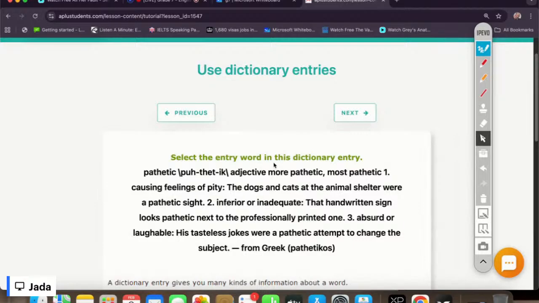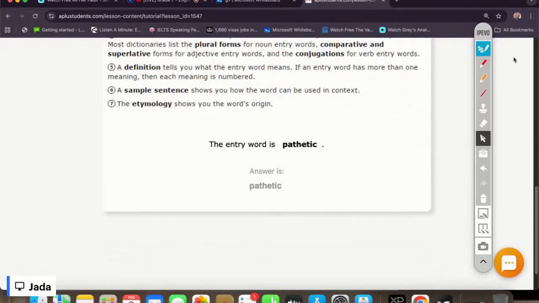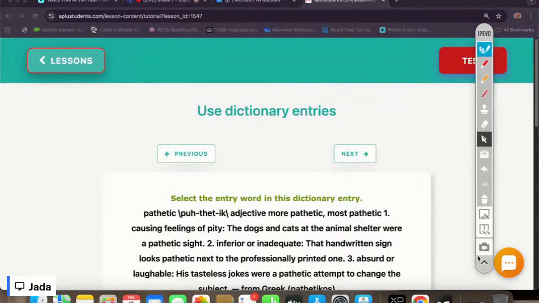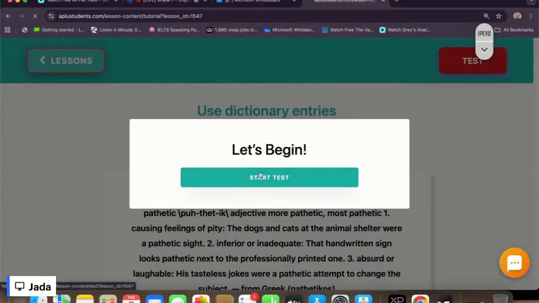Select the entry word in this dictionary entry. What's the entry word? We have pathetic. So pathetic is the entry word if you want to search something in the dictionary. Okay, let's go to the test and you can share your answers with me.